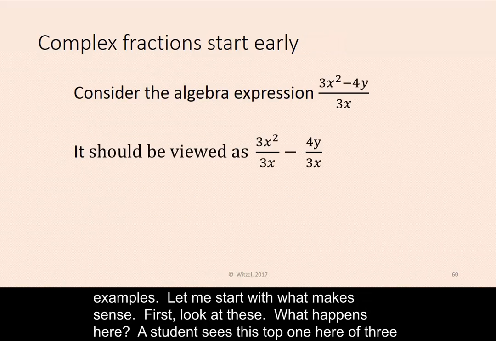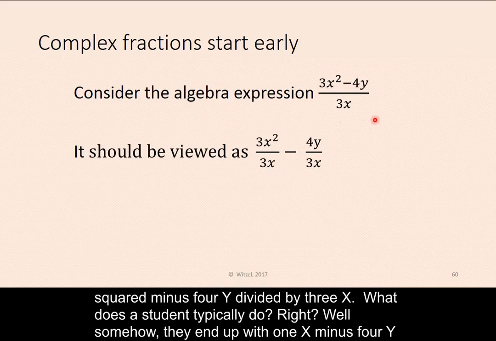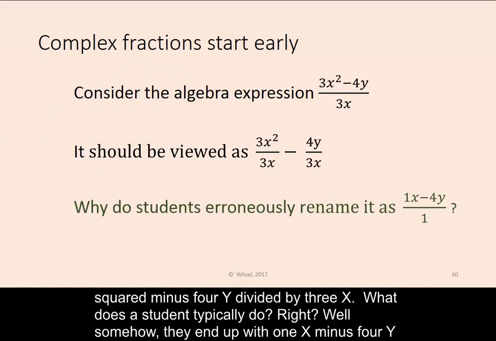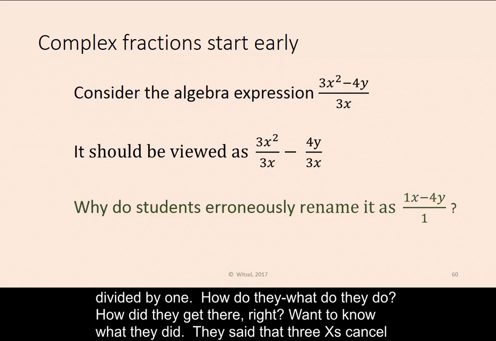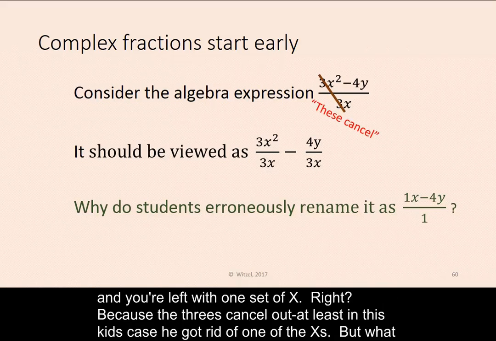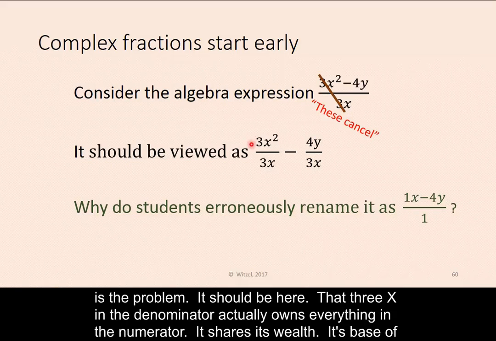First, look at these. What happens here? Student sees this top one here of 3x squared minus 4y divided by 3x. What do students typically do? Well, somehow they end up with 1x minus 4y divided by 1. How did they get there? They said the 3x's cancel, and you're left with one set of x, because the 3's cancel out. At least in this kid's case, he got rid of one of the x's. But what's the problem? That 3x in the denominator actually owns everything in the numerator. It shares its wealth. It's base 3x.